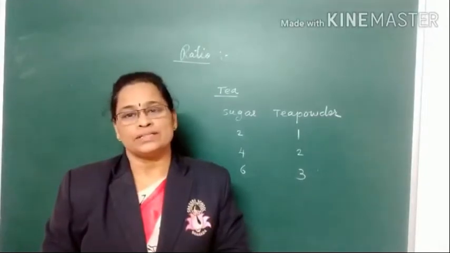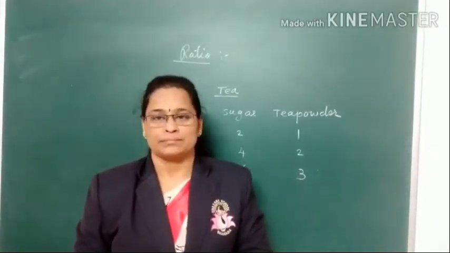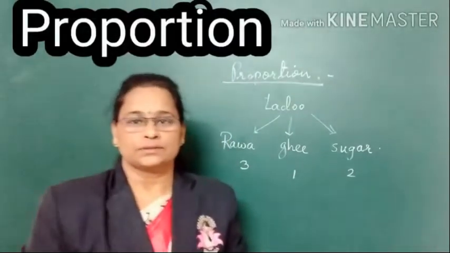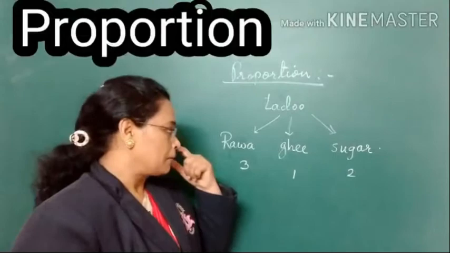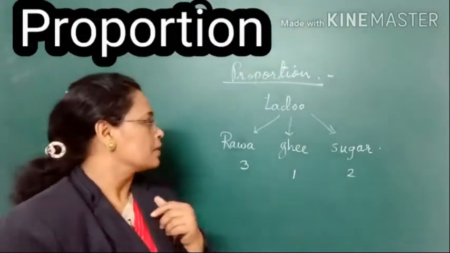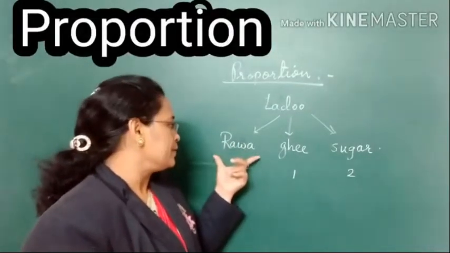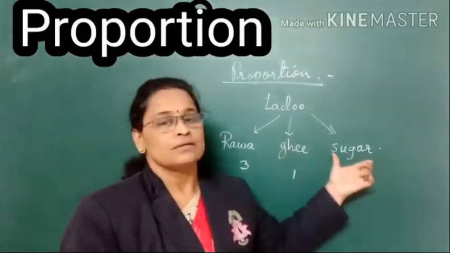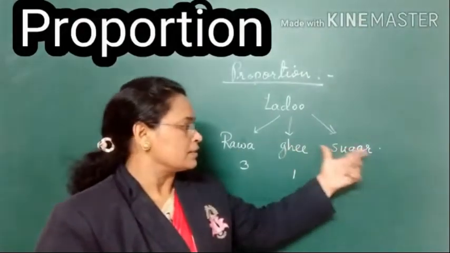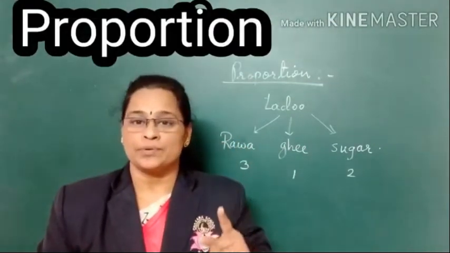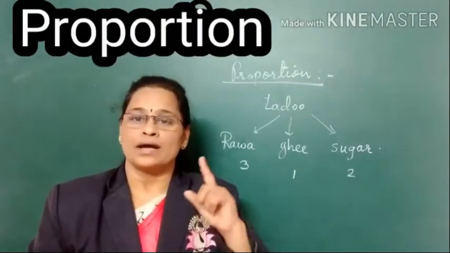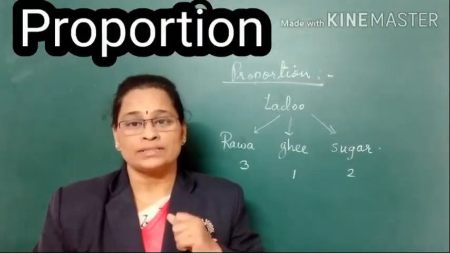Now let's see what is proportion. Let's take another example. Here the simple example of proportion is there. For preparing laddus, we require solid ingredients like rava, ghee and sugar. Rava is also called semolina. So these 3 ingredients are there. Their particular proportion is there, then only the laddus are made properly. Now what is this proportion?